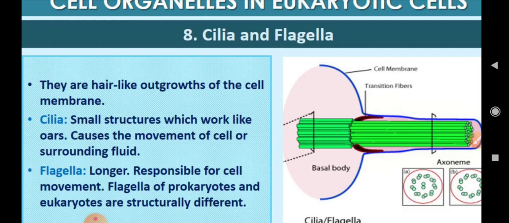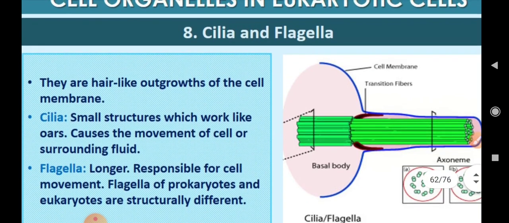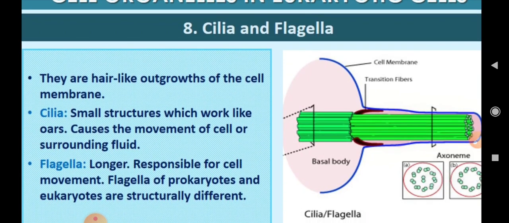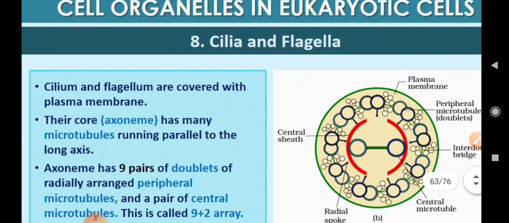So cilia look like oars. Like you must have seen in a boat, small structures are present, oars, which are used to take that boat in a particular direction. In the same manner cilia work, and they help in the movement of the cell or the surrounding fluid of the cell. Flagella, we have already discussed, are responsible for the motility of the cell.